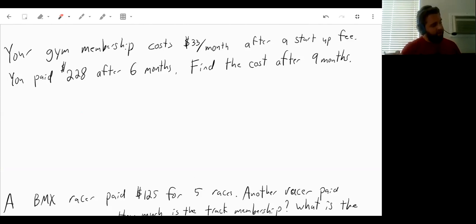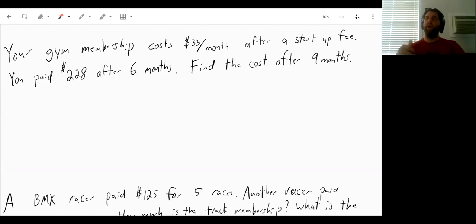You paid a total of $228 after 6 months. Write an equation that gives the total cost as a function of the length of your gym membership, and then find the cost of it for after 9 months.